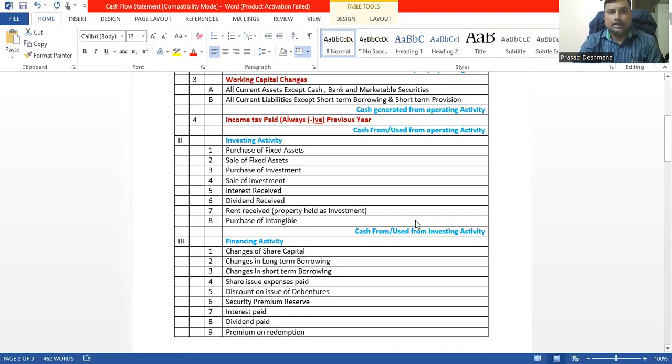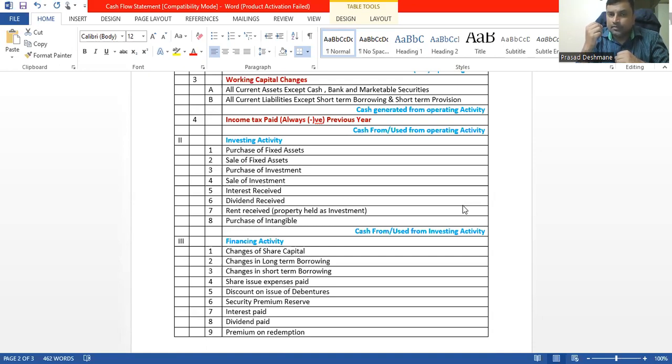Then investing activity. Investing, the word itself is self-explanatory. What does investing mean? What you invest in the business. So generally when you want to do a business, what investment do you make? First of all, buying land for a factory, and then you start buying the machinery and equipment for a factory. So basically you start buying the assets. That is called an investment you are making for a company, correct?